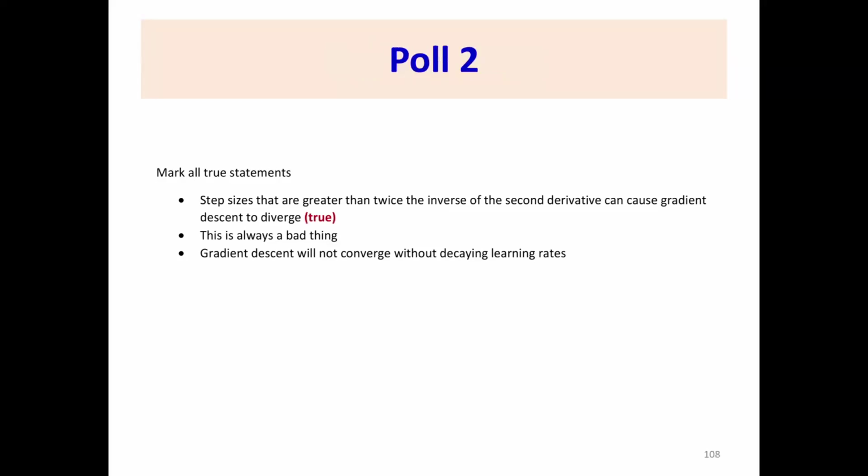Right. So step sizes that are greater than twice the inverse second derivative can cause gradient descent to diverge. This is not a bad thing. It can help you escape local minima. On the other hand, with the optimal step size, you can actually get there in a single step. So you don't need decaying learning rates. Even with a fixed learning rate, you could get to the optimum.